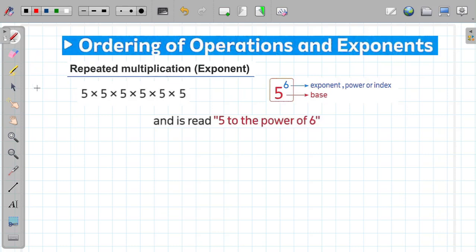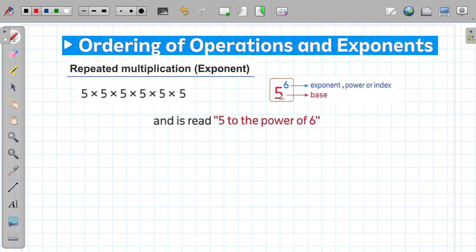Exponent is a short way of writing a number multiplied by itself multiple times. So I have here 5 times 5 times 5 times 5 times 5 times 5. So I repeated the multiplication operation 6 times. So we can write it as 5 to the power of 6.